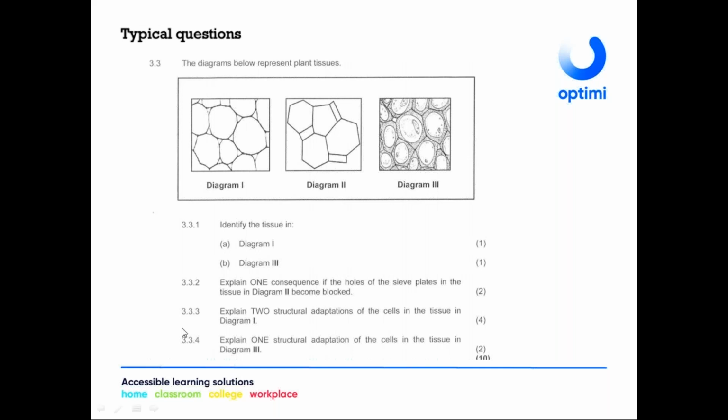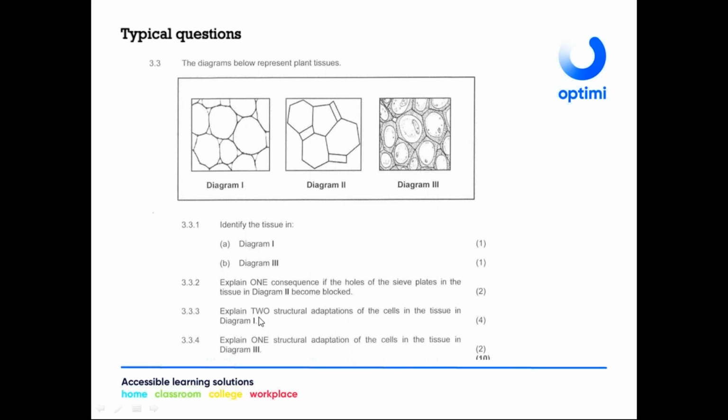Explain one consequence if the holes of the sieve plates in the tissue in diagram 2 become blocked. What would a blockage in the holes do to the tissue? There are a couple of consequences, but they just wanted one here, though I'm going to mention two. There will be no movement of food from one cell to another if there is a blockage in the sieve plates. And then there will be no food from the leaves to other parts of the plant. So the leaves will photosynthesize and the food will just stay there and will not be able to be transported to other parts of the plant.